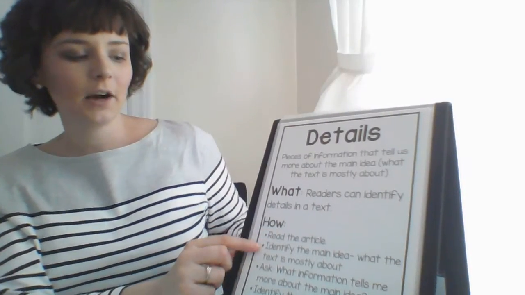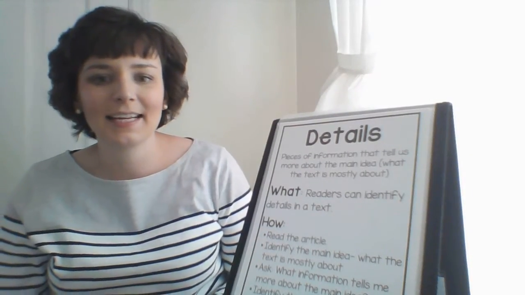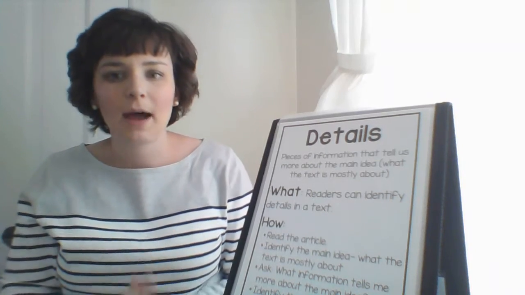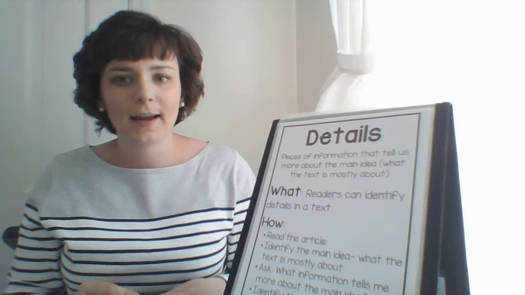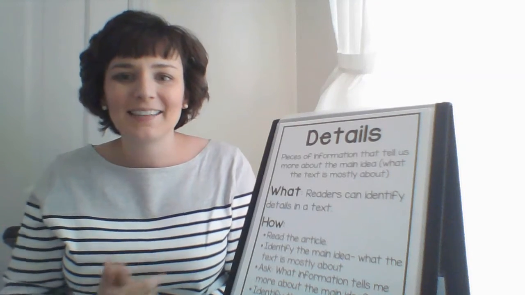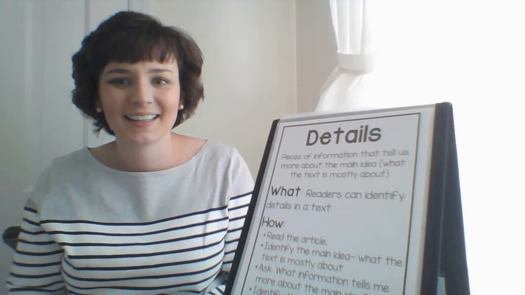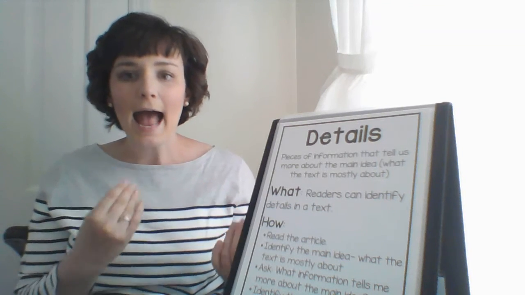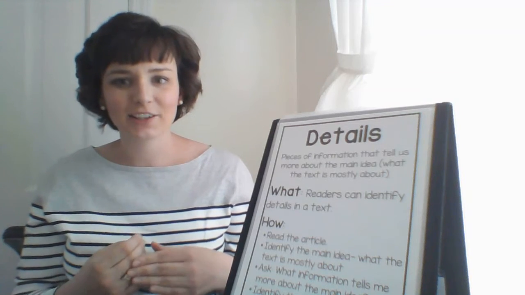So after reading the article, we need to identify the main idea. We do that by asking ourselves, what is the text mostly about? I want you to turn and talk with someone at home or think in your head, what was the article mostly about? Pause the video. So the article is mostly about how ice cream is made in a factory.